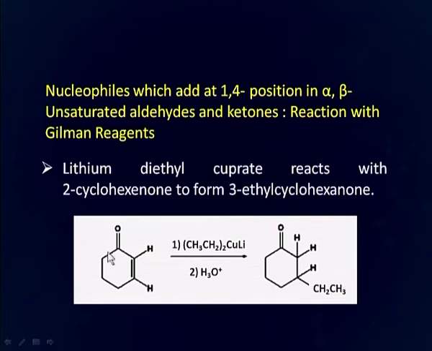As you can see here, in this 2-cyclohexenone we have a double bond here. This is an alpha beta unsaturated ketone. When it undergoes reaction with lithium diethyl cuprate, then ethyl group is substituted at beta carbon with respect to carbonyl group, and there is formation of 3-ethyl cyclohexanone. Lithium aluminium hydride attacks the carbonyl carbon of alpha beta unsaturated aldehyde and ketone preferentially and forms 1,2 addition product.